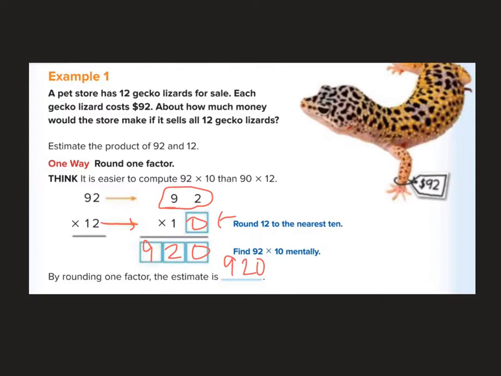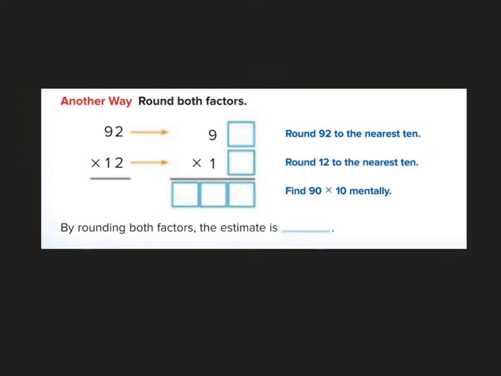Okay, so let's try another way. If we round both factors, let's do 90 times 10. I know my answer is going to be 90, add a zero, 900, when I'm multiplying by 10. So 900 is about right. Before we got 920, now I got 900. Both are reasonable, right? They're within $20. That's pretty good. This is just a good way of checking your answers. We could round one factor, we could round both factors. Remember, factors are just the two numbers that we're multiplying together, and then the product is our answer.